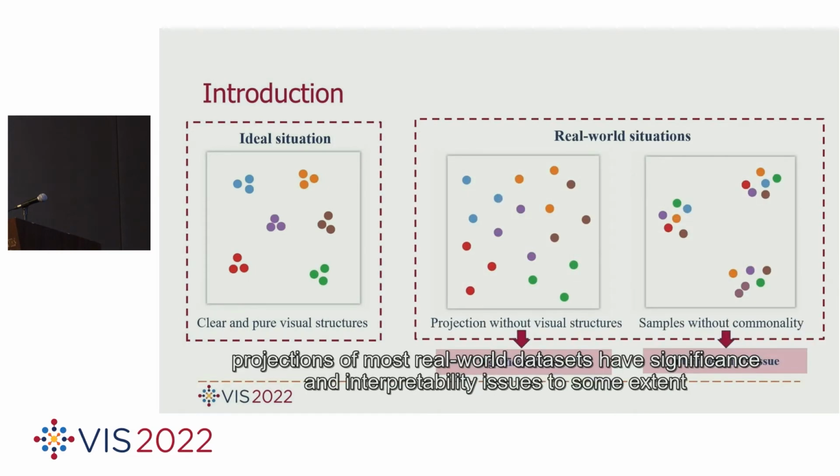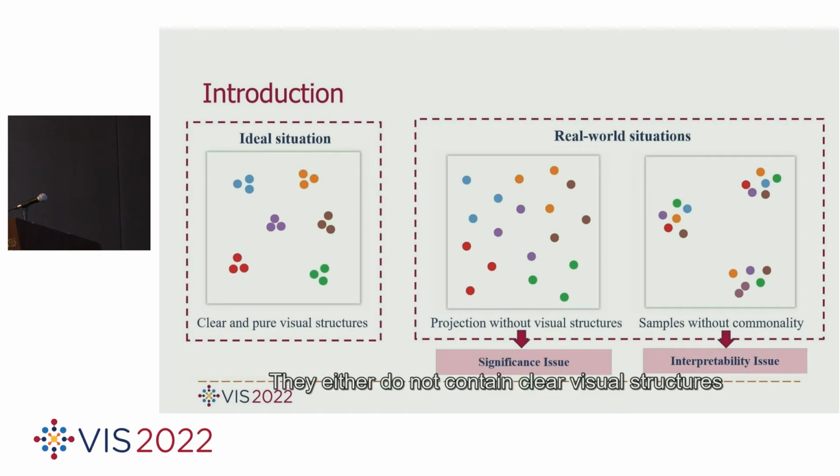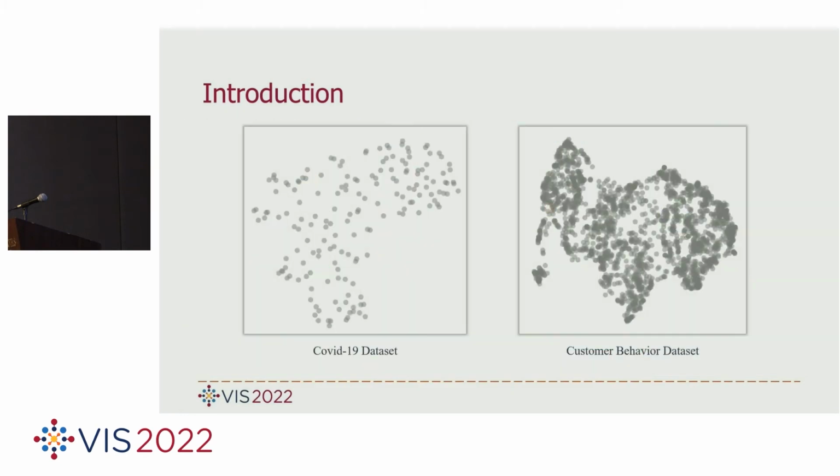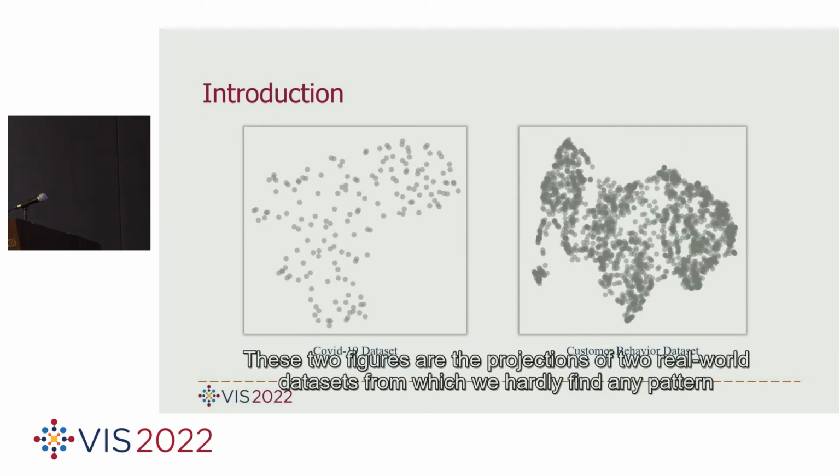However, projections of most real-world datasets have significance and interpretability issues to some extent. They either do not contain clear visual structures, or the samples in visual structures lack commonality, making pattern discovery and understanding difficult. These two figures are the projections of two real-world datasets from which we hardly find any pattern.